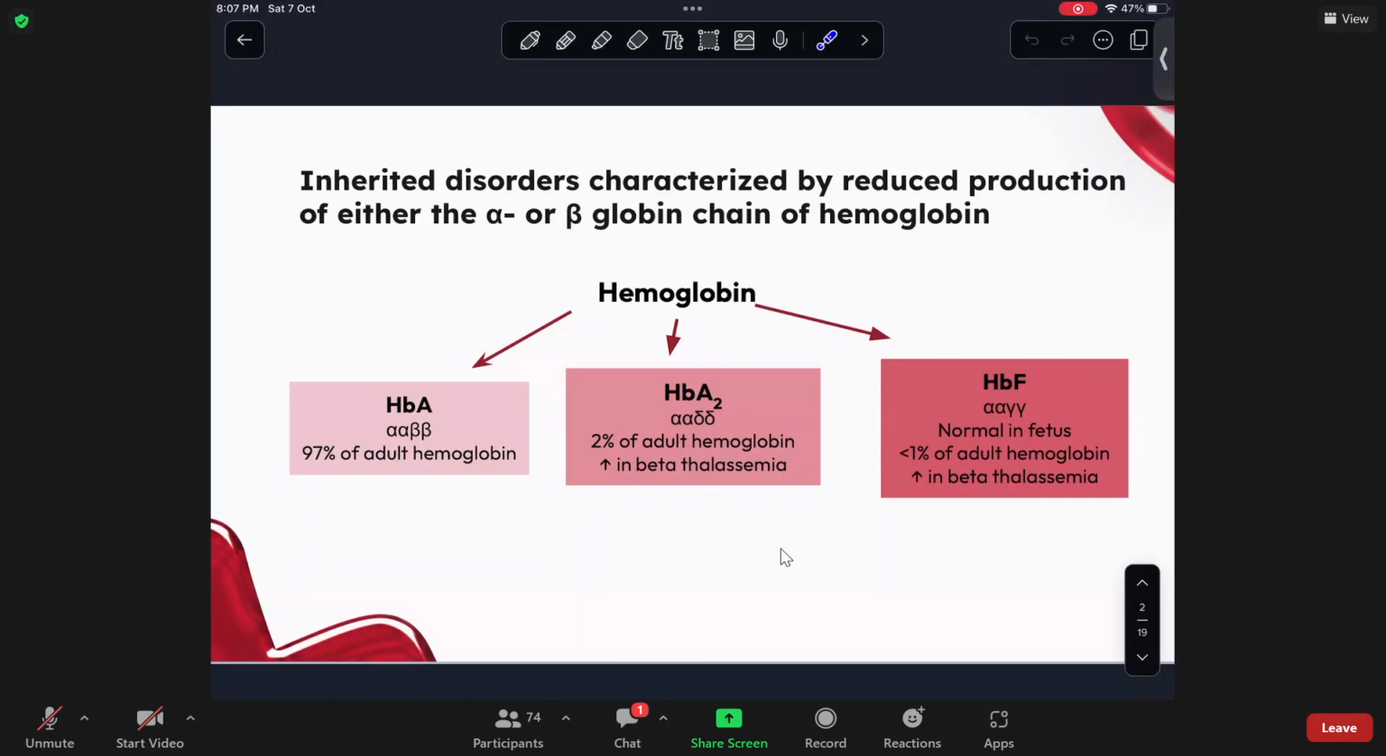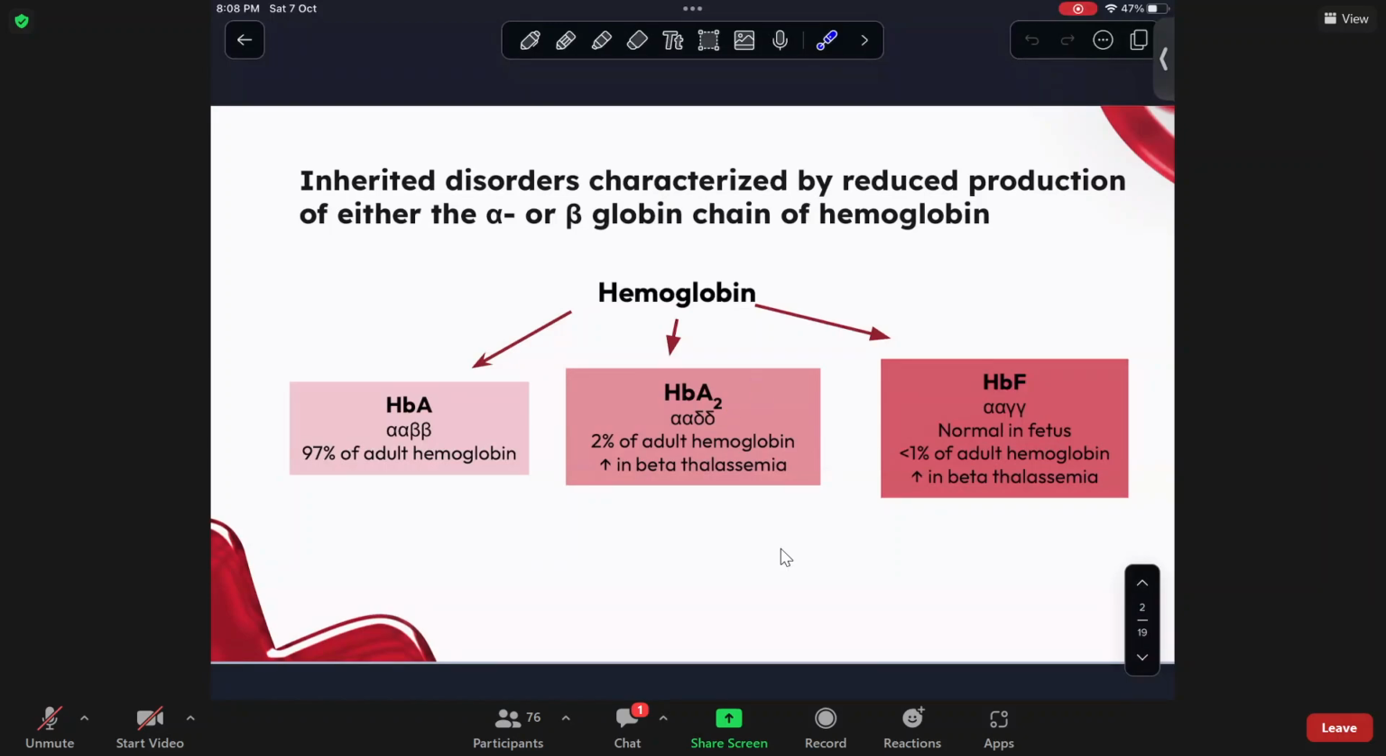Okay, before we start, I will give you an overview about the hemoglobin that is normally present in any normal adult. First of all, hemoglobin A. Hemoglobin A is formed by two alpha subunits and two beta subunits, and it's 97% of the adult hemoglobin. So this is the most dominant type of hemoglobin in any normal adult.